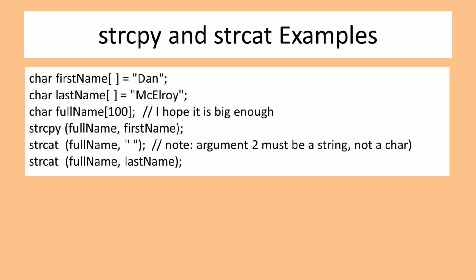Here's a little better version. I'm defining a third array, and I'm hoping it's big enough, so I'll say full name is 100. First thing I do is string copy: I copy Dan into full name. So now full name has D-A-N and a null byte. Then I'm going to copy a space, so now it has Dan, space, and a null byte. Then I'm going to concatenate the space on, and then concatenate, append, last name onto the end of full name. So now it's going to have Dan, space, McElroy, and then the null byte.